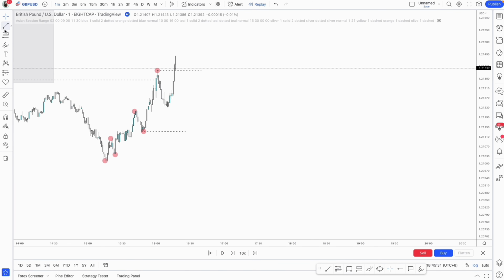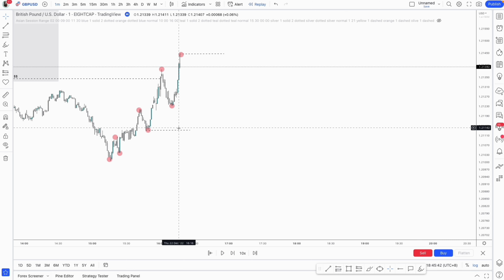So playing price again, and then what do we see? We see a further sweep of the high, which puts in a new low and a new high. So now we have a new low and a new high. We move the range high and the range low, because this is where price is moving.